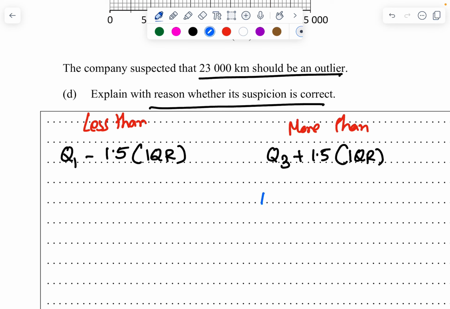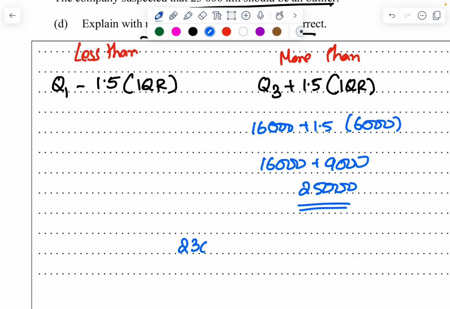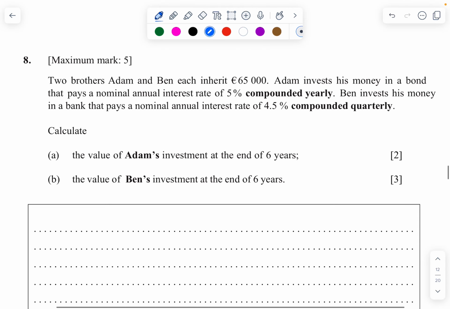So we're going to take 16,000 plus 1.5 times 6,000, which is 16,000 plus 9,000, which is 25,000. Anything more than 25,000 is called an outlier, but 23,000 is less than 25,000. So therefore, it is not an outlier. Next, question number 8.